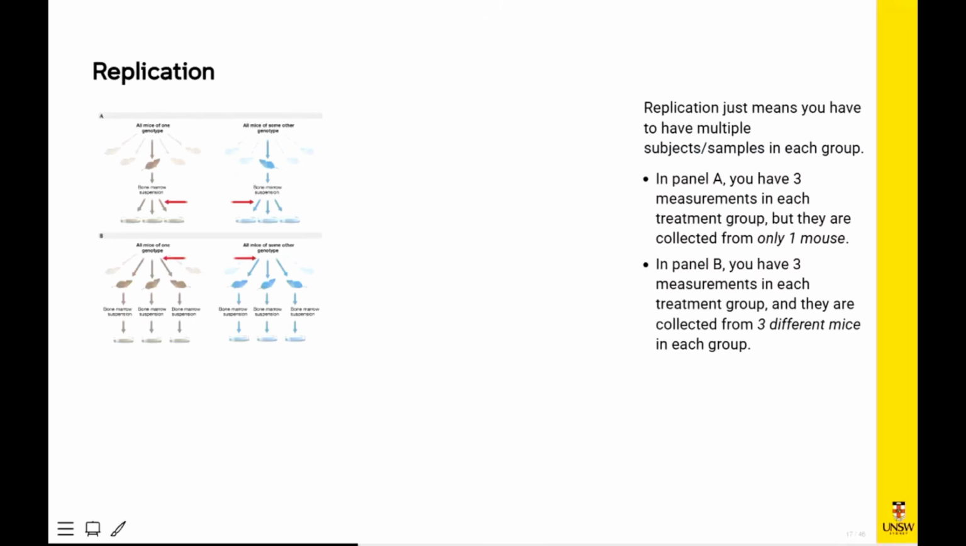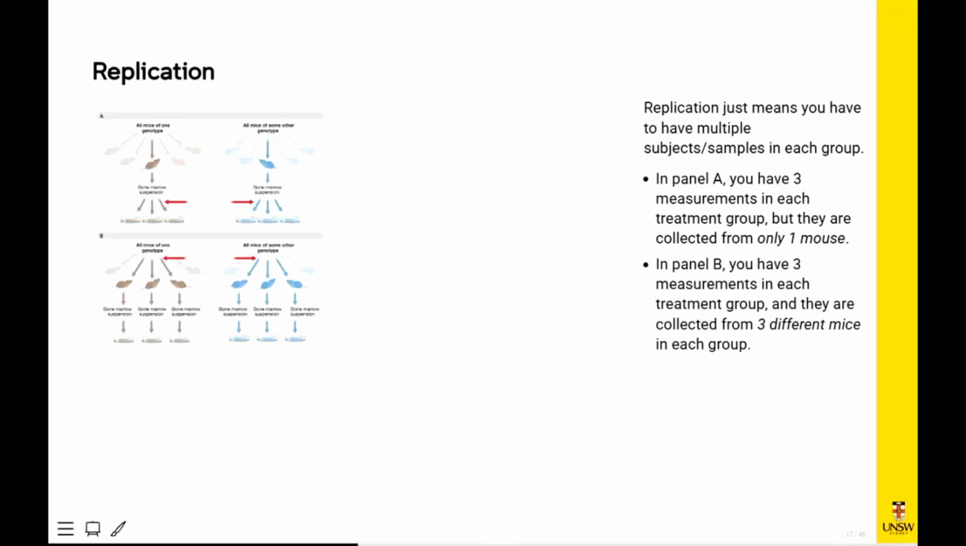I've got 3 measures in each of them. I'm going to analyze my data and find a difference between treatment A and treatment B. This is actually a really bad idea because you have replication within a mouse, but you don't have replication at the mouse level. So you're getting a really good idea of what's going on in mouse A, in that top panel, and in that mouse in group B.